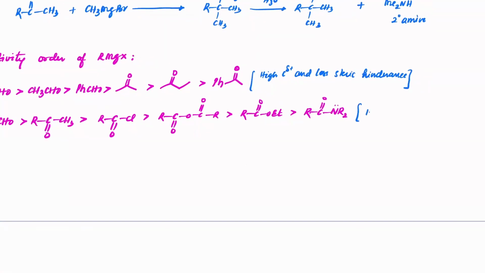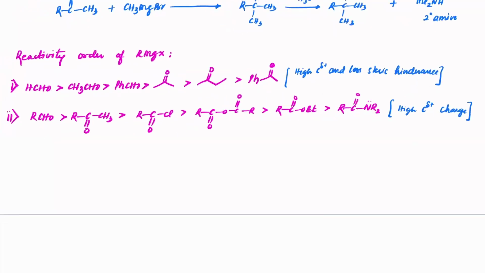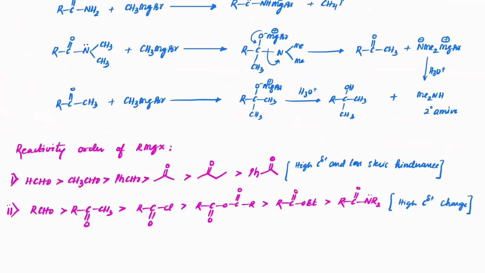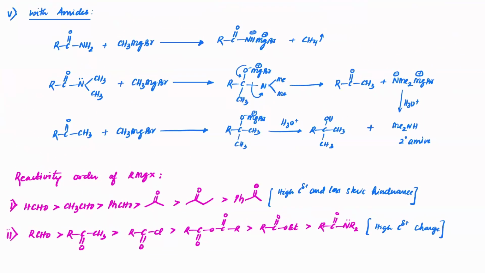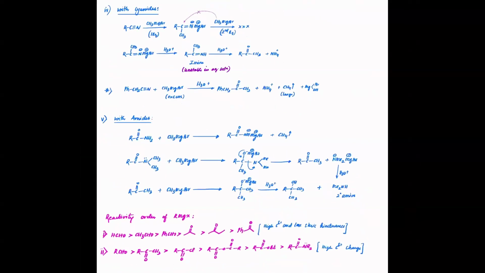Second case is only high delta positive charge. So whichever has high delta positive charge, that will always be highly favored. So you can see chlorine is withdrawing, so it will have high delta positive. OR is slightly donating, this is more donating, and NR2 is highly donating. So that's how the order will be. Clear? So quickly go, mainly check out cyanides and amides, everybody. Rest all are very easy ones or similar ones. Okay, please check this out quickly.